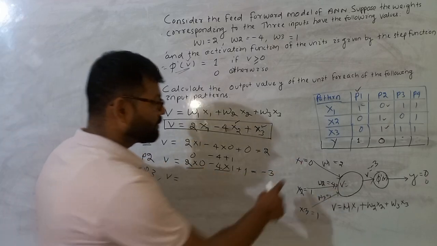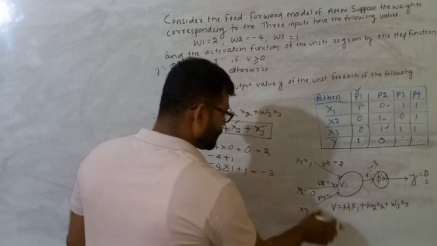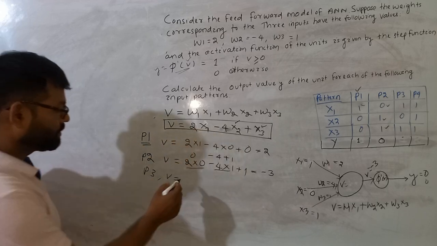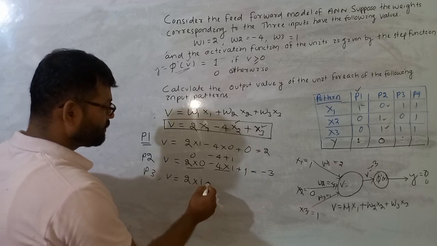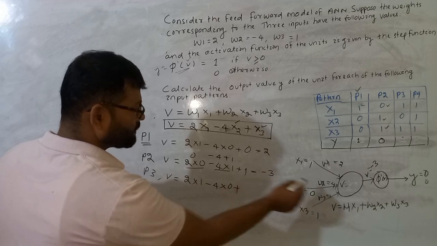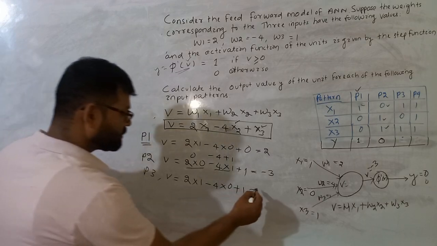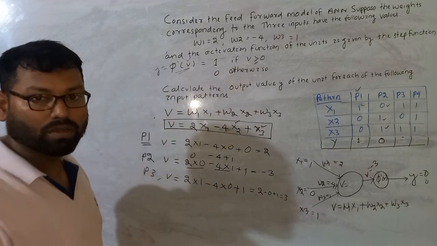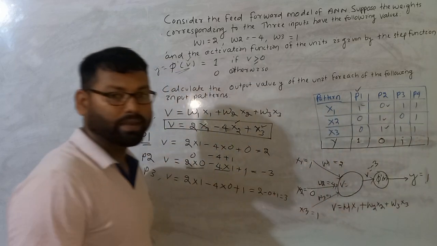What is x1 for P3? x1 equal to 1. What is x2? x2 equal to 0. What is x3? x3 equal to 1. Okay, so now put the values in this formula. 2 is the weight, 2 into x1, x1 is equal to 1, minus 4 into x2, which is 0 for this input, plus x3, which is 1. If you do the calculation, you will find 2 minus 0 plus 1, so total 3. This is positive, more than 0. So now my model is going to predict 1. So for this pattern output equal to 1.